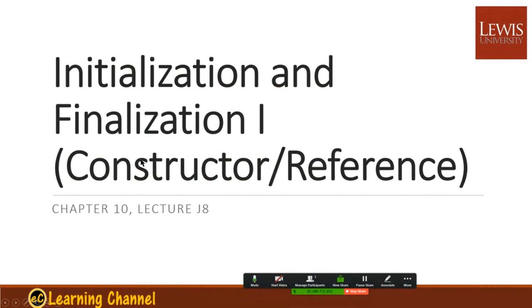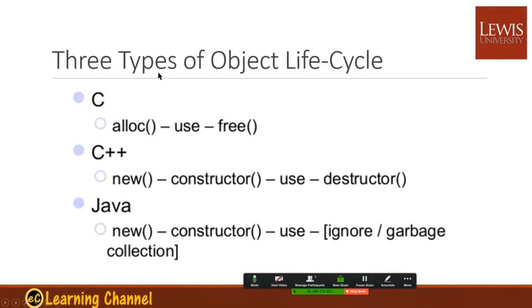Initialization and finalization: constructor and reference. Before that, we need to know that objects have a life cycle. So don't think about objects as too special. In fact, an object is just like a record or a structure in C or C++. Your allocation function, allocate or malloc, becomes the new operator in Java or C++. And at that time, you will call the constructor to create an object for you.